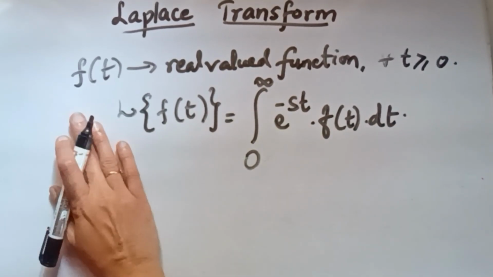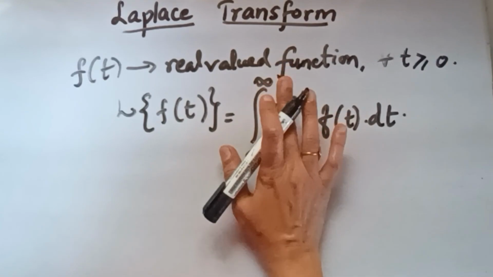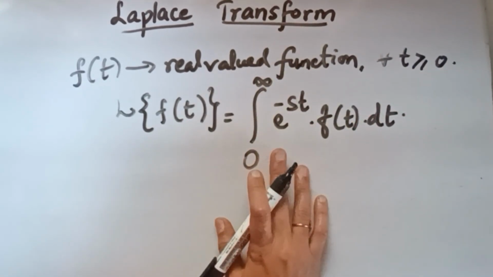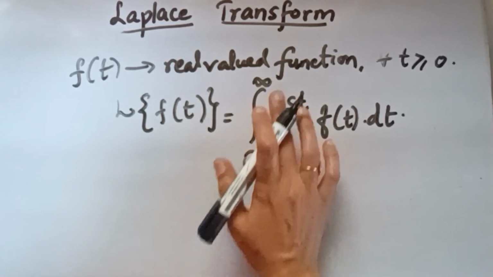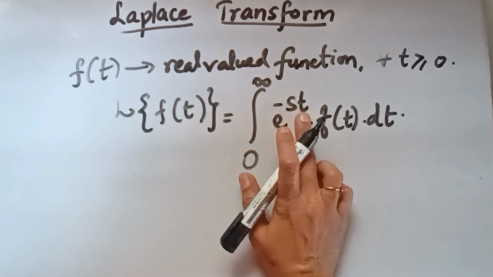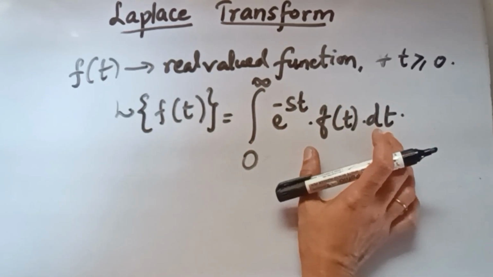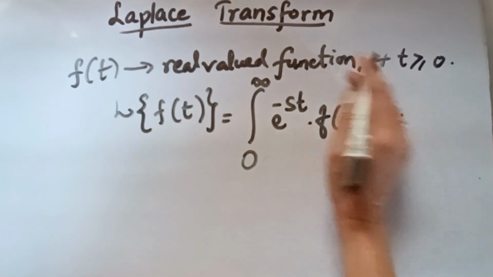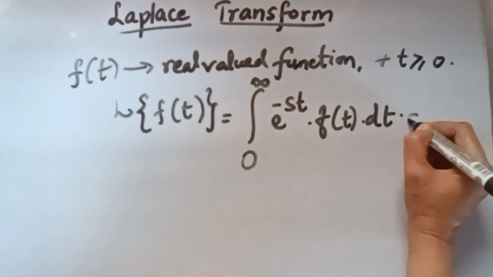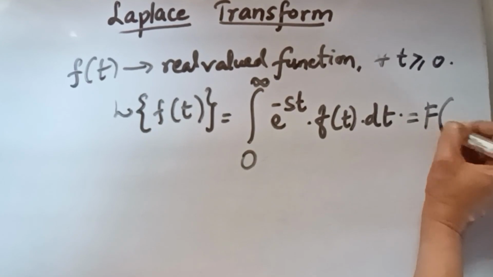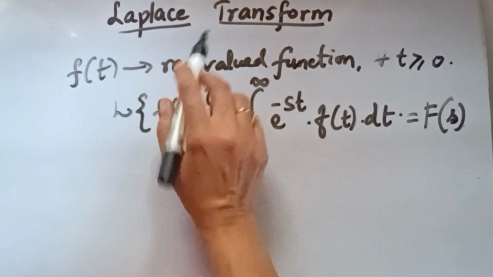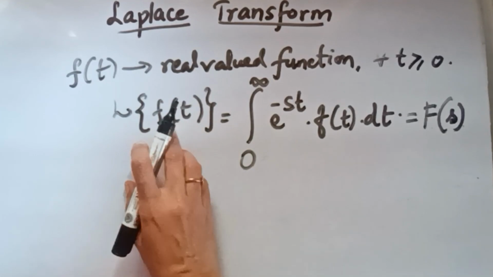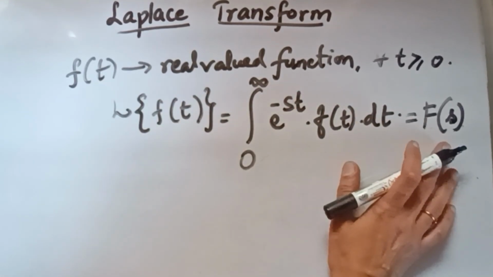You have a real valued function and it is an integrable function. Then for all t greater than or equal to 0, it is an improper integral from 0 to infinity of e power minus st f of t into dt, where s is a parameter. After simplifying all this, you will get a function of s. That's why the name transform. It transforms a function in a variable t to a function in a variable s.